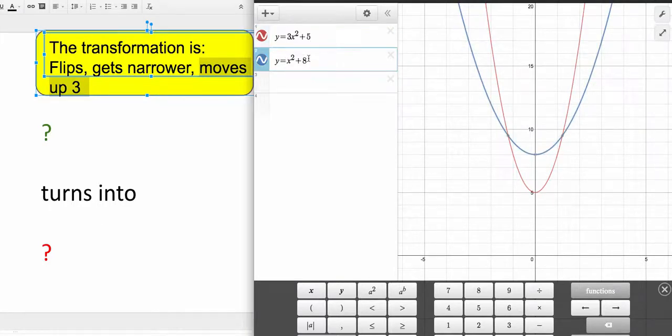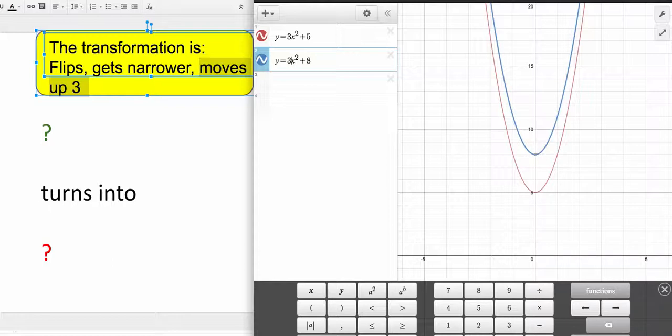So I need to get narrower, so 3x squared would make it the same width. How about something like, I don't know, 170x squared. That'll really make it narrower. And I also wanted to flip, and the way I do that is by putting a negative 170 in front of it. And that's how you do those transformations.